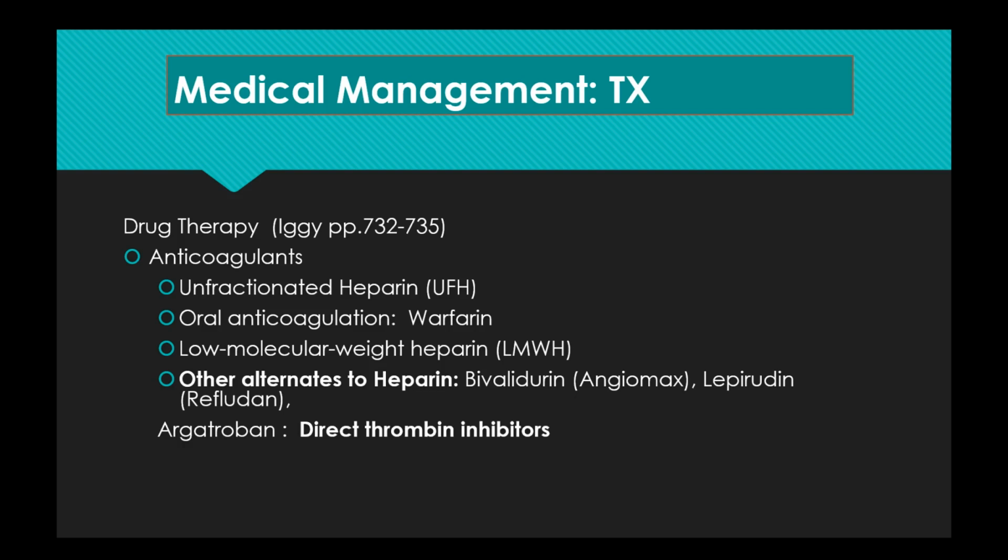Let's see, other alternatives to heparin are bivalirudin, Angiomax, much easier to say, and Refludan. There are also direct thrombin inhibitors, which are argatroban. Alright, so again, whenever I mention these meds, it's worth a shot to look them up. Just look at the basics. It's very flashcardable to pull up those meds. What do they do? How do they work? Onset, peak, duration, side effects, nursing implications.